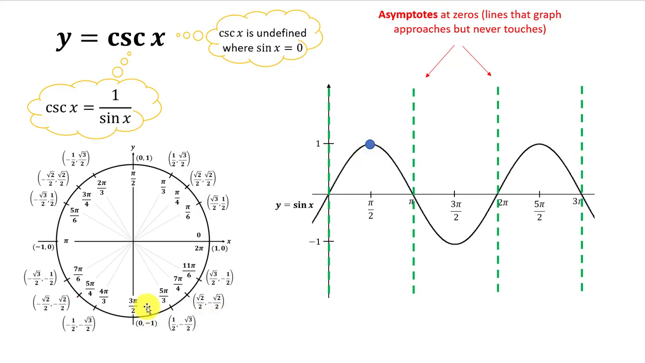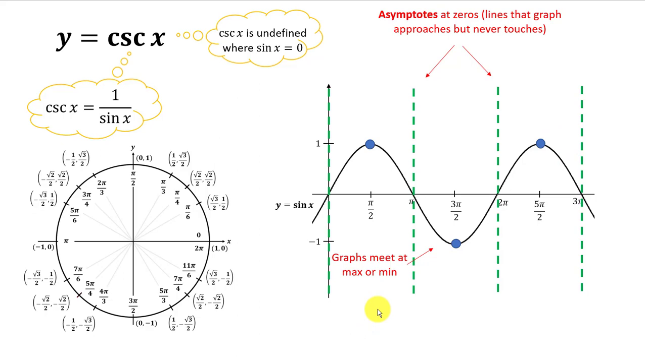Same happens at 3 pi over 2. Sine of that value is -1. Well, reciprocal of -1 is -1. And that means that the graphs of sine and cosecant function are going to meet at this point as well. And that's going to be the pattern. Graphs of the sine and cosecant functions are going to meet at the minimum and maximum points of the sine graph. So here's another one.